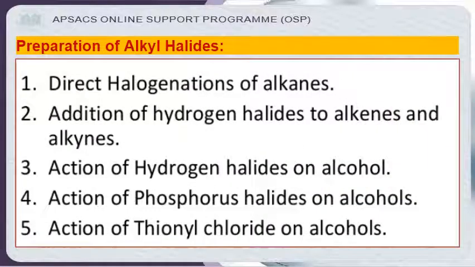Now there are some methods to prepare alkyl halide in the laboratory. The first method is direct halogenation of alkanes. The second is addition of hydrogen halide to alkenes and alkynes. The third is action of hydrogen halide on alcohols. The fourth method is action of phosphorus halide on alcohols. The fifth is action of thionyl chloride on alcohols.